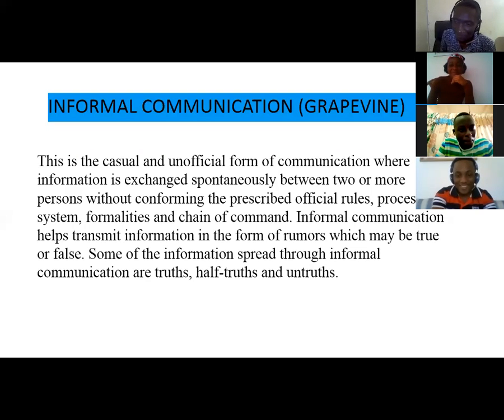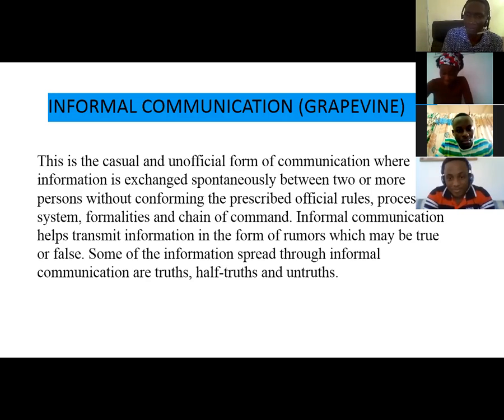It's a tree, right? How does it look? It's very clumsy, all tangled together. Now you realize that the name grapevine communication was taken from the nature of that particular tree called the vine.